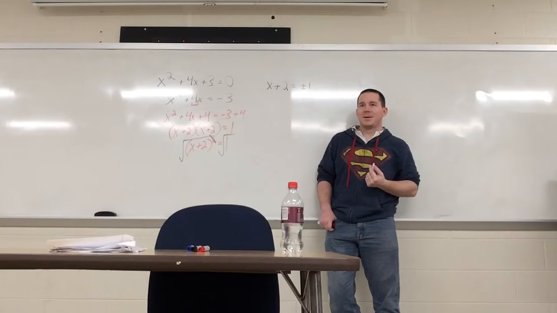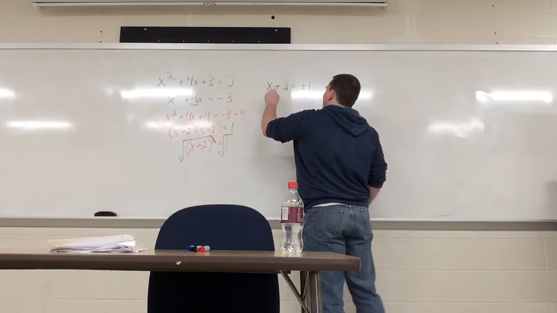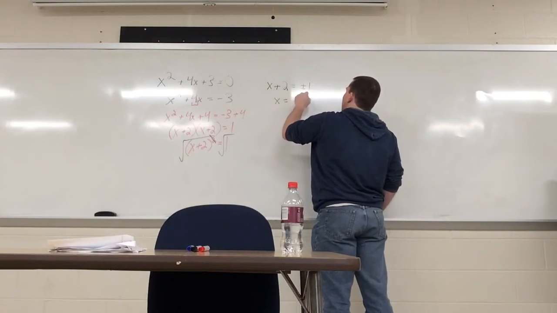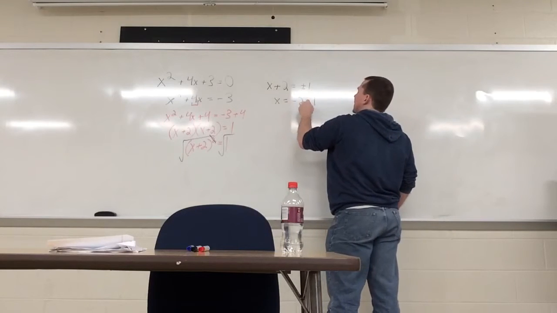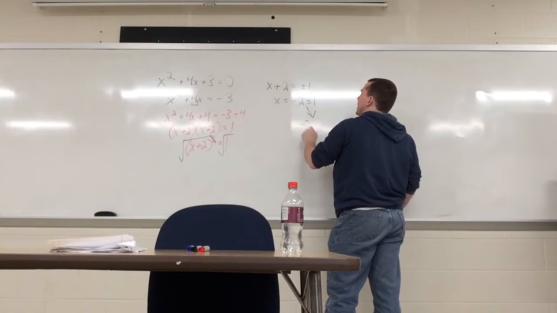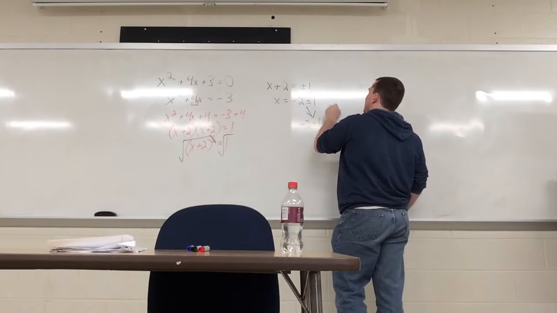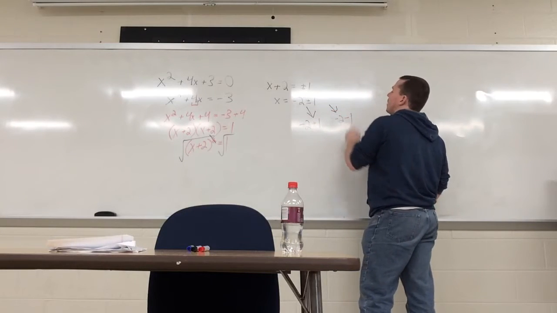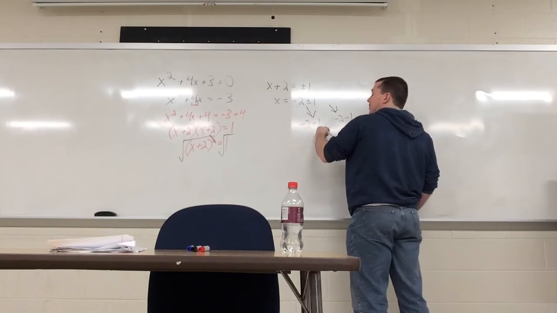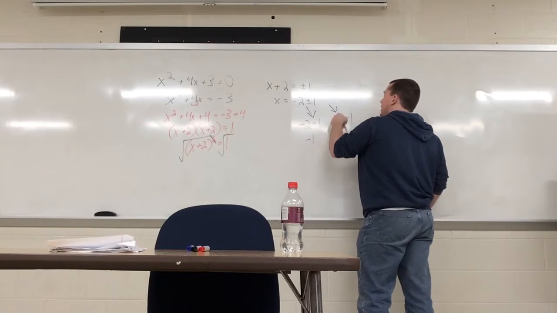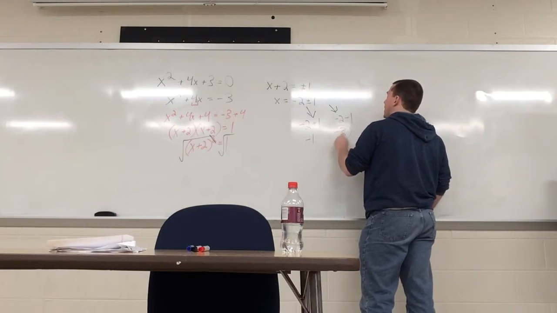Okay? And now solve that. Subtract the 2, and you get x equals negative 2 plus or minus 1, which gives me two solutions. Negative 2 plus 1, or negative 2 minus 1. Negative 2 plus 1 is negative 1. Negative 2 minus 1 is negative 3.